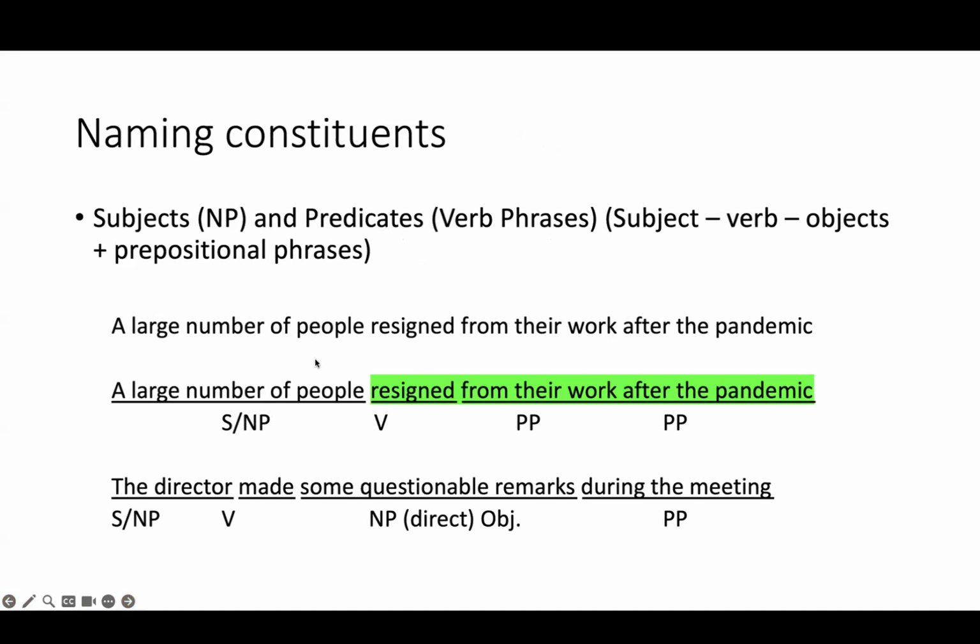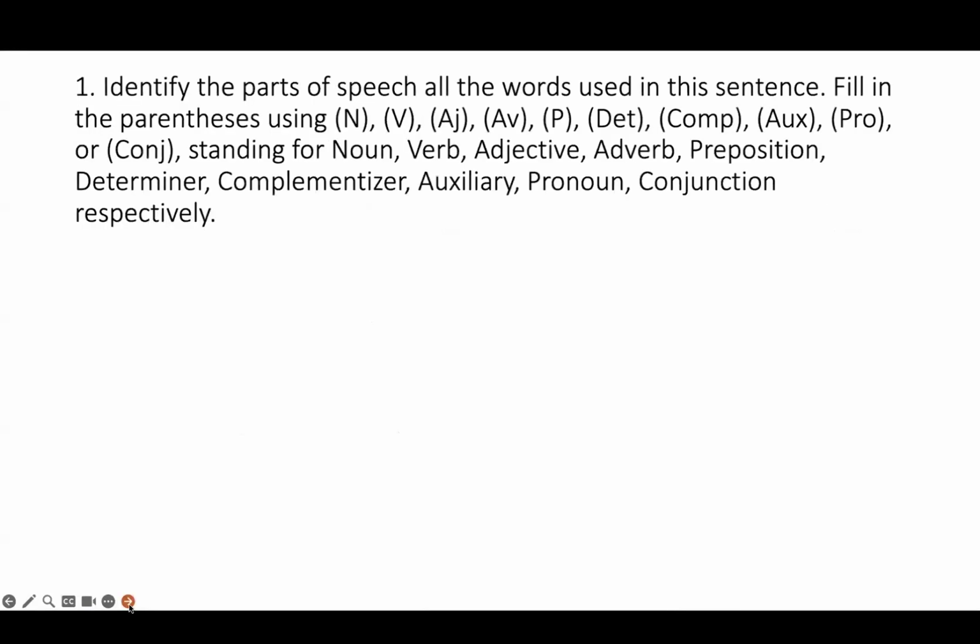For all of these sentences, we identified the subject, like a large number of people, and the predicate, resigned from their work after the pandemic. And then of those constituents, within the subject, we identified a noun phrase, and we left it as a chunk. The verb resign, we know that it's in the past. From their work is a prepositional phrase. And after the pandemic is another prepositional phrase. And the same thing we did with the director made some questionable remarks during the meeting. We basically identified each of the constituents and analyzed what roles they play in the sentence, like you can see over here.